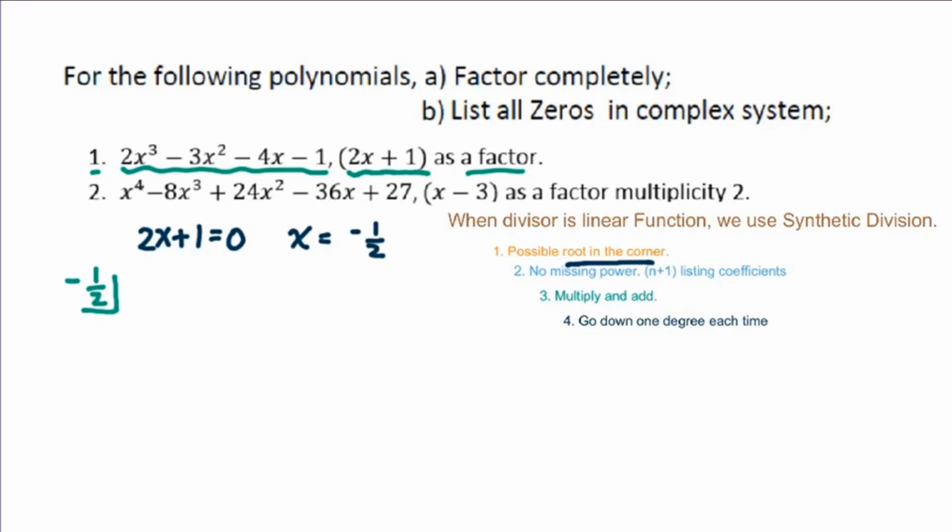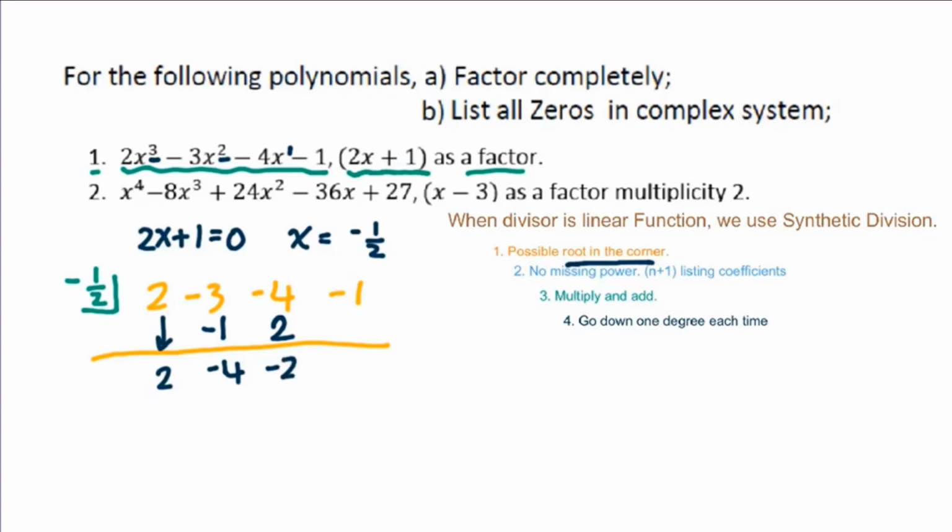Check for missing powers. We have 3, 2, 1, 0, so there is no missing power. We list all coefficients: 2, negative 3, negative 4, negative 1. Bring down 2, multiplied by negative 1/2. Basically, you divide by 2, then change the sign. So 2 divided by 2 is 1, then change the sign, negative 1. We got negative 4. Negative 4 divided by 2 is negative 2, the opposite will be 2.